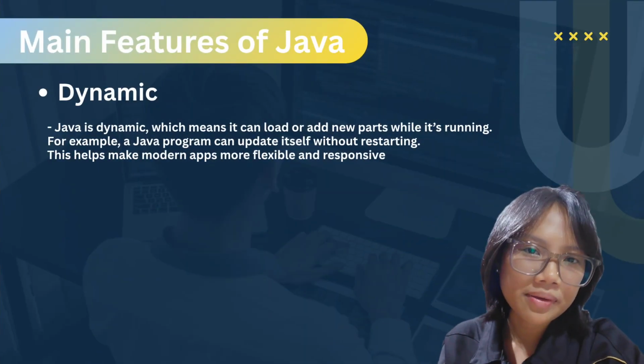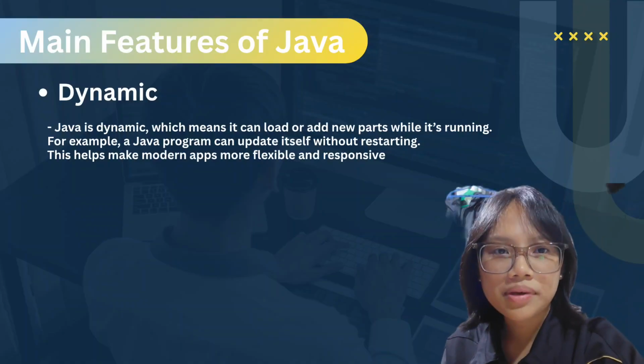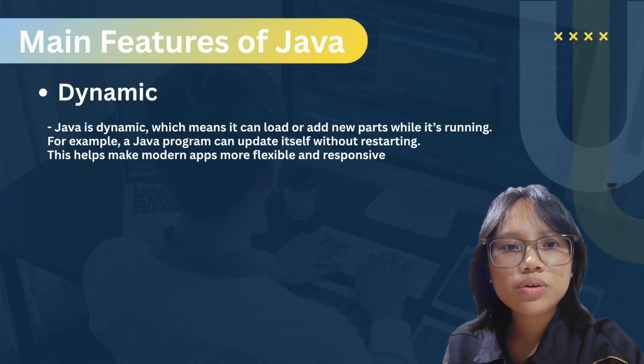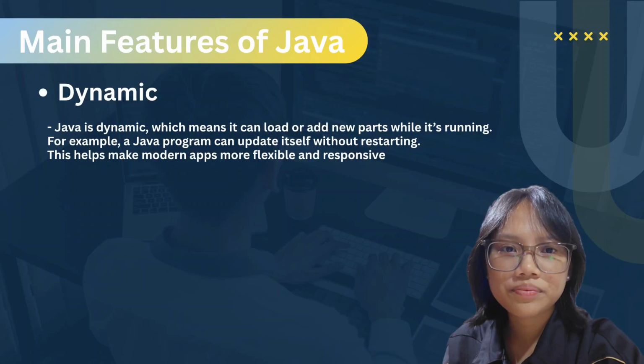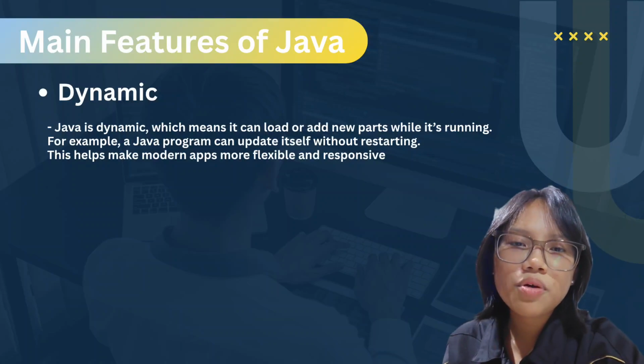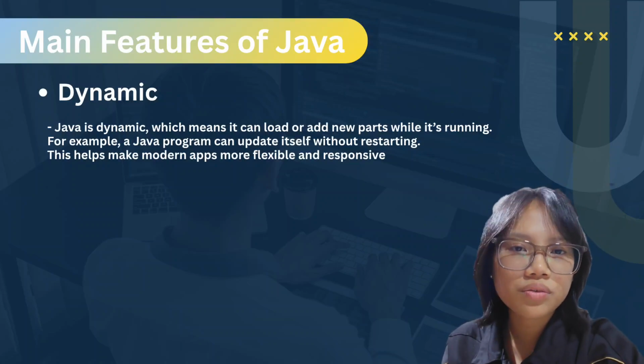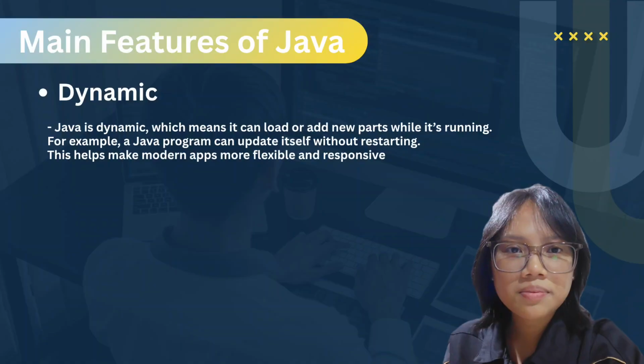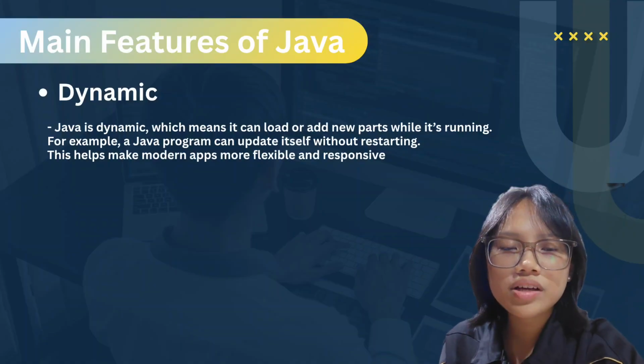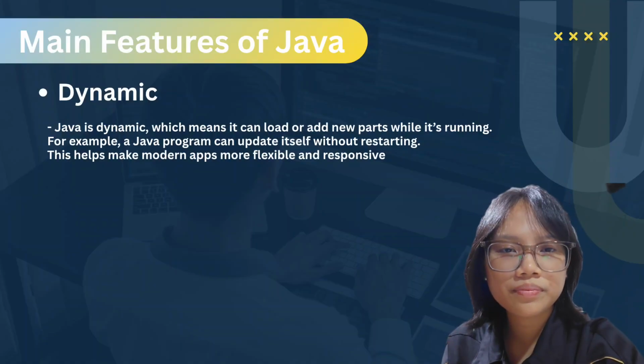Number 8 is dynamic. Java is dynamic, which means it can load or add new parts while it's running. For example, a Java program can update itself without restarting. This helps make modern apps more flexible and responsive.